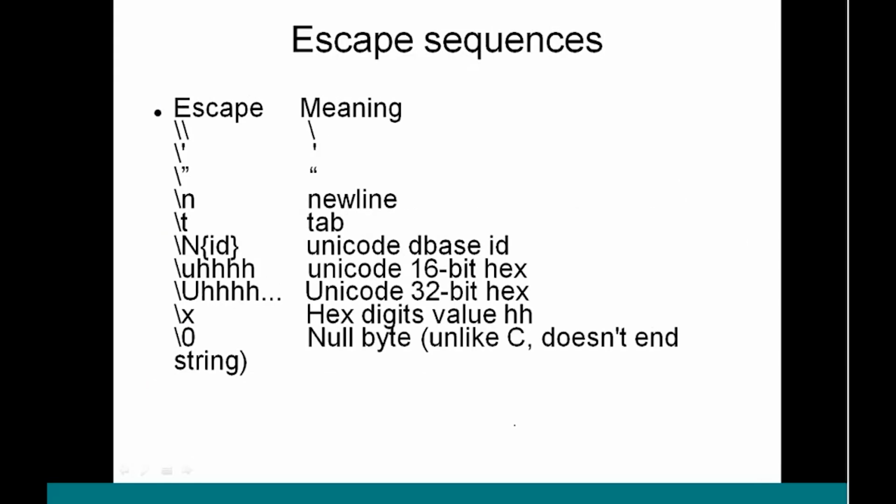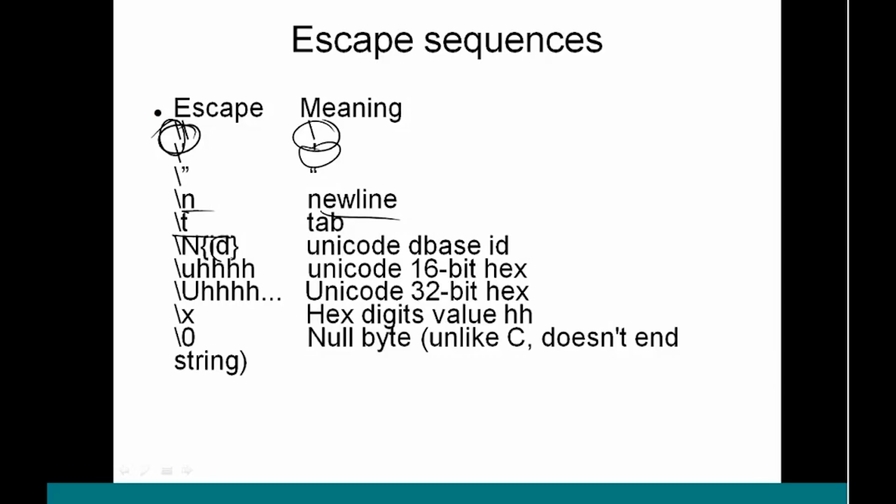Now let's look at some of the escape characters and what their meanings are. So these are the escape sequences. The backslash is a very common one. That's basically for escape, and the meaning is just backslash. So backslash backslash would be just a backslash. Quotation is the same thing. And backslash n is for the new line, and backslash t is for tab.